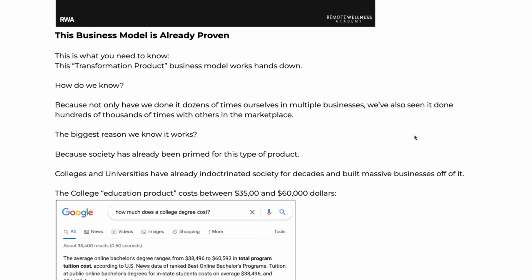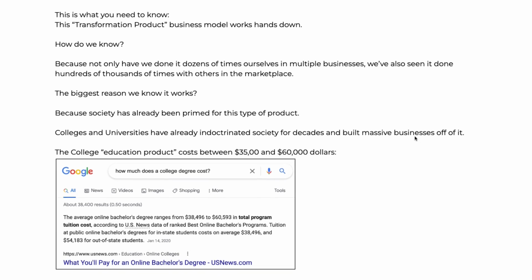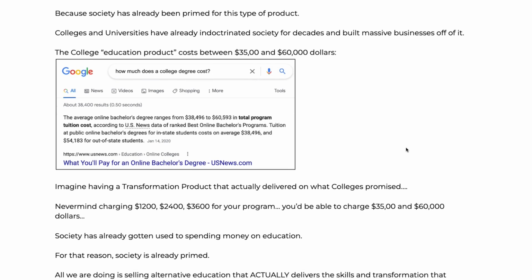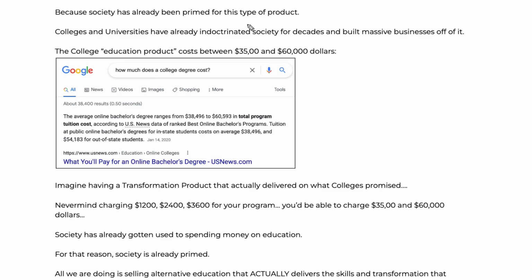How do we know? Because not only have we done it dozens of times ourselves in multiple businesses, but we've also seen it done hundreds of thousands of times with others in the marketplace. But honestly, the biggest reason that we know this actually works is because society has already been primed for this type of product. Colleges and universities have already indoctrinated society for decades and built massive businesses off of this product type. And so the college education product costs between $35,000 and $60,000. Yep, it's true. And so imagine having a transformation product that actually delivered on what colleges promised, right?